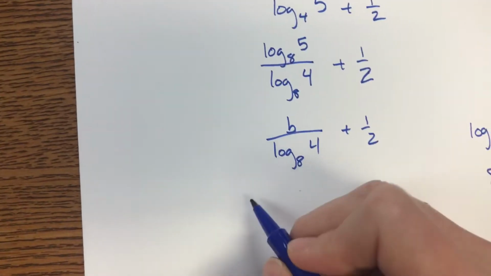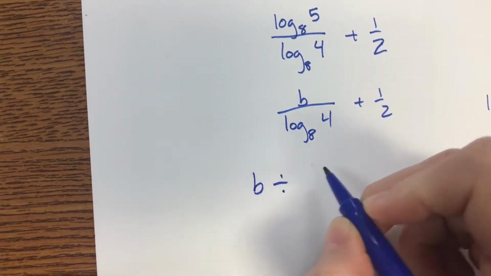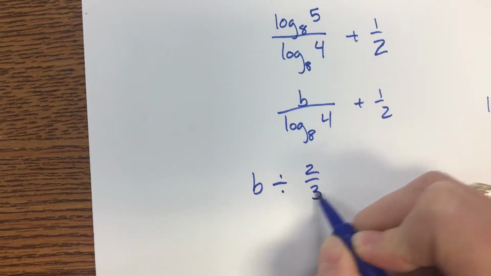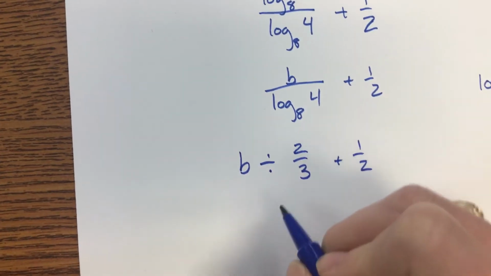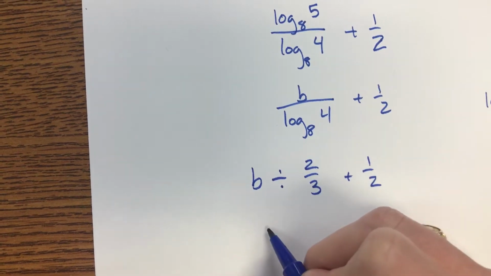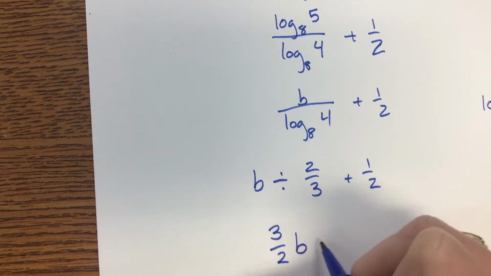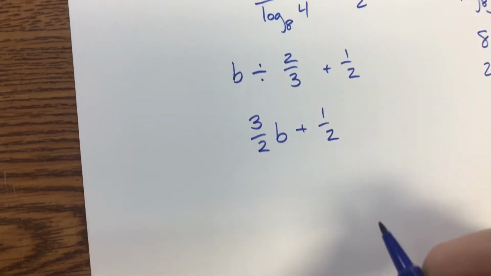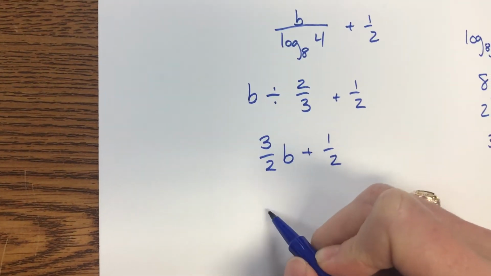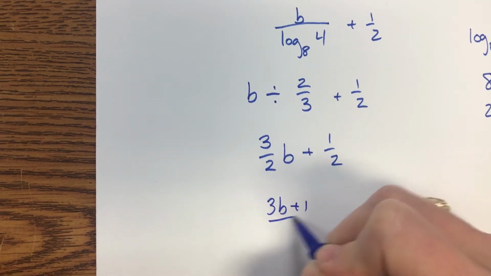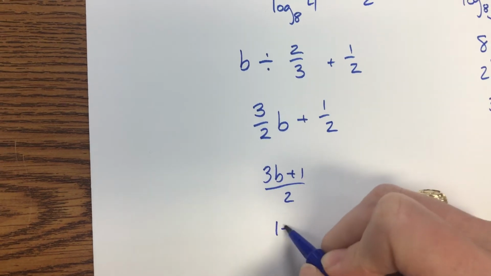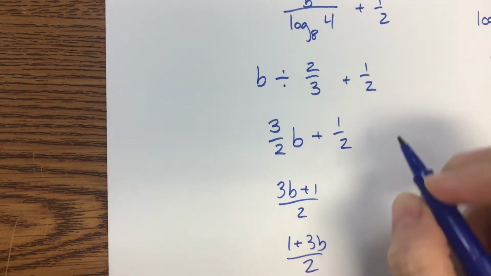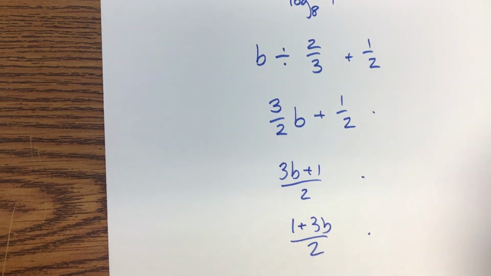Okay, so that becomes, this is now b being divided by 2/3 plus 1/2. Well, when I divide by 2/3, it's the same thing as multiplying by the reciprocal, so it's 3/2 b plus 1/2, and I think the way that they wrote the answer was 3b plus 1 over 2, or they may have said 1 plus 3b over 2. I would take any of those three options.